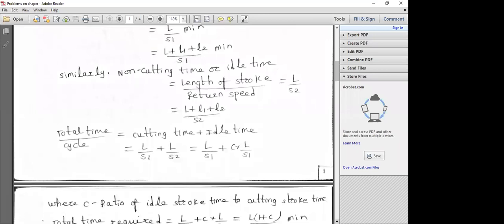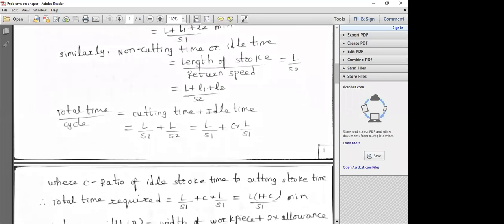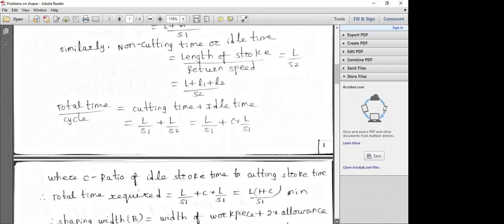So what is total time required? L by S1 plus C into L by S1. So note down that C, and then some of the problems will directly give it as 1 by 4 or 1:4 or some ratio. So 1 by 4 is 0.25; like that you have to calculate. If you take L common, it is L into (1 plus C) by S1. So that is the total time required.